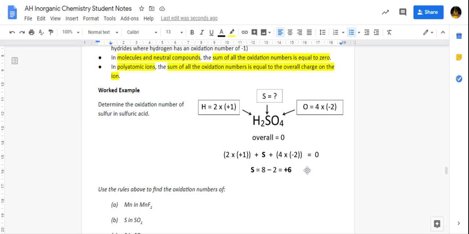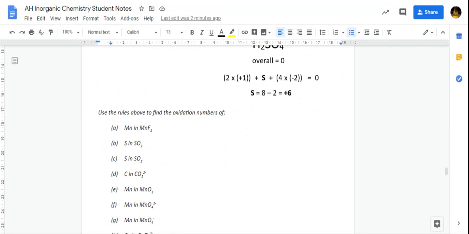Okay, you will find oxidation states up to +7. Okay, don't worry about them. That doesn't mean that the sulfur ion has a charge of +6. It's more complicated than that. You just need to be able to work out the oxidation state, or oxidation number, sorry.